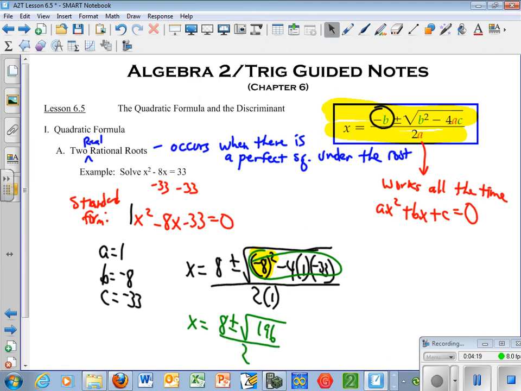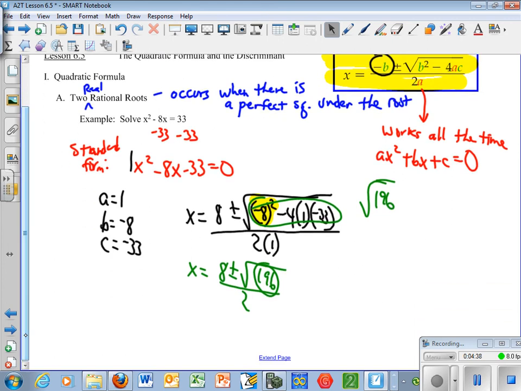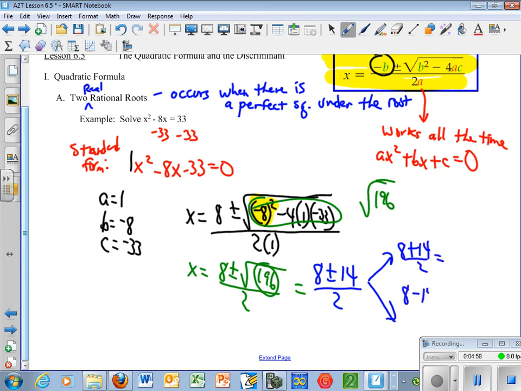On the bottom, 2 times 1 is 2. 196 is a perfect square. Okay, so this is a perfect square. The square root of 196, if you actually took it on your calculator, is 14. So this becomes 8 plus or minus 14 all over 2. Now that breaks down into, this is how you get two answers for this one, which happens a lot in quadratics. 8 plus 14 divided by 2 will be one answer, and 8 minus 14 divided by 2 will be another answer.